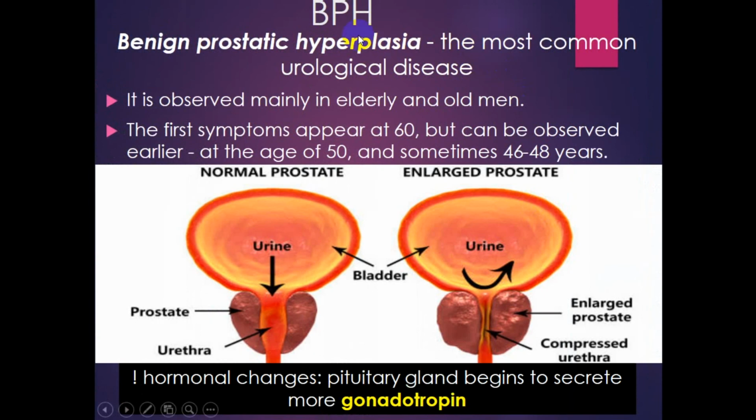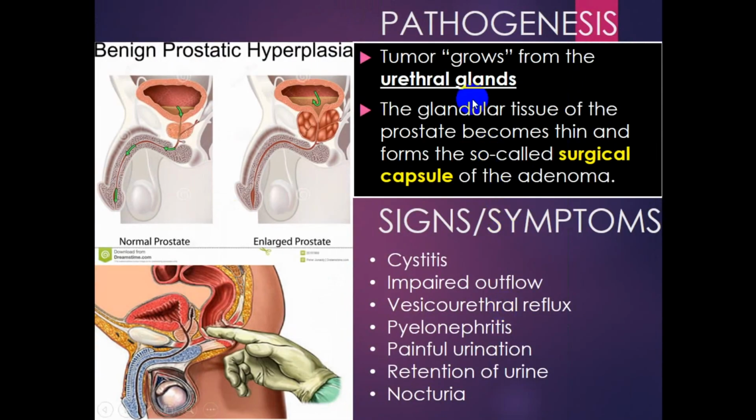BPH, benign prostatic hyperplasia, is the most common disease observed in men at about age 50, with hormonal changes according to pituitary gland changes and damage, which secretes more gonadotropin. An enlarged prostate is observed. Pathogenesis: this tumor grows from the urethral glands and forms the so-called surgical capsule of the adenoma.